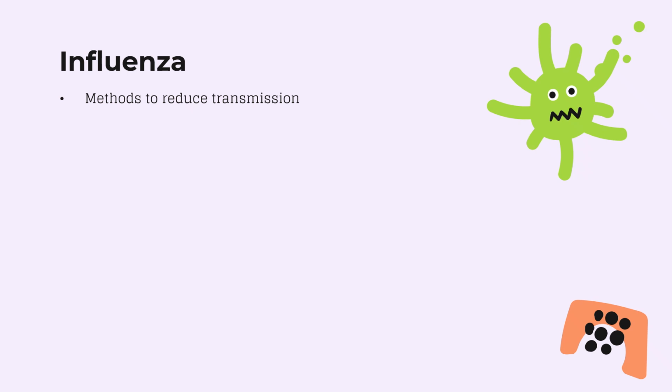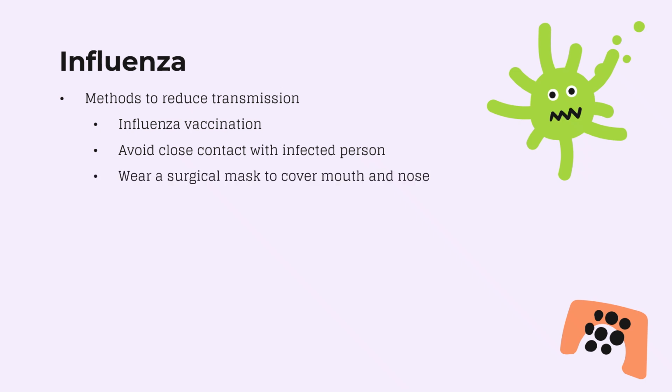So what are the methods to reduce transmission? Okay, number one, go for a vaccination. All right, like I said, this is like a COVID lesson. So yeah, I believe you know what is vaccination. Okay, avoid close contact with the infected person. Increase the proximity distance. Okay, wear a surgical mask to cover the mouth and the nose. I think it is good to write this too, just to cover all areas.